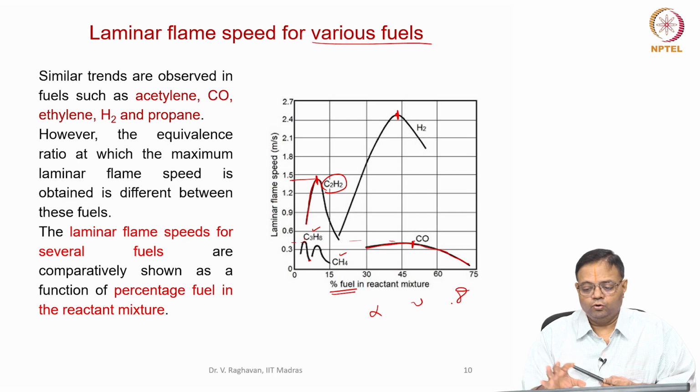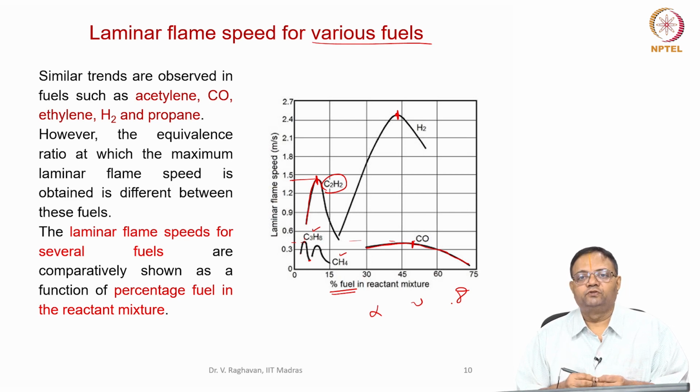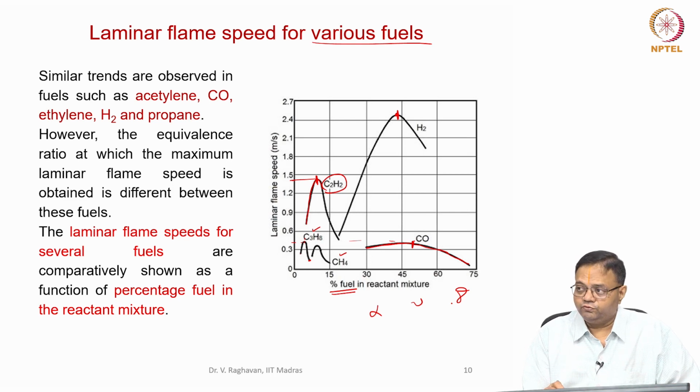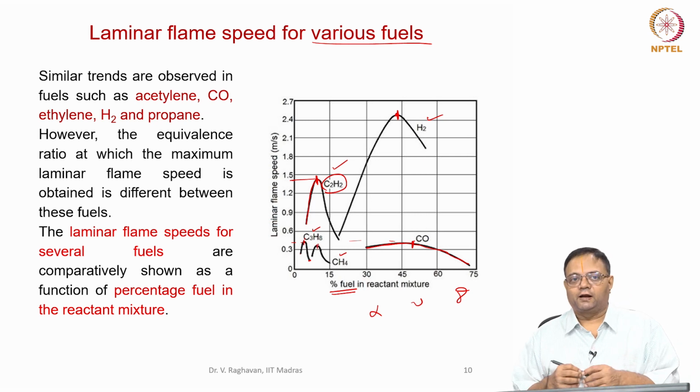So the main summary of this particular figure is, you see that the laminar flame speed has a trend which is quite preserved for all the fuels. The maximum values are different based upon the reactivity of the fuel. Highly reactive fuels like acetylene and hydrogen have higher flame speeds, and the maximum value occurs at an equivalence ratio, again depending upon the fuel characteristics.